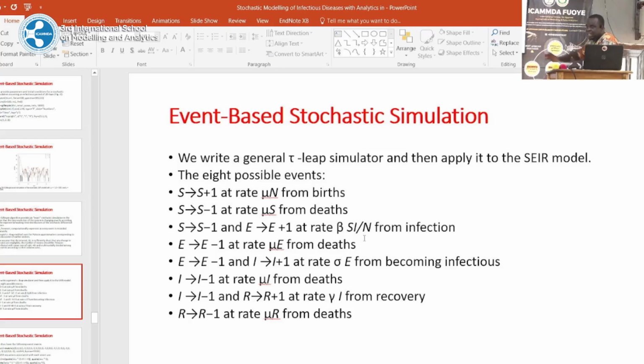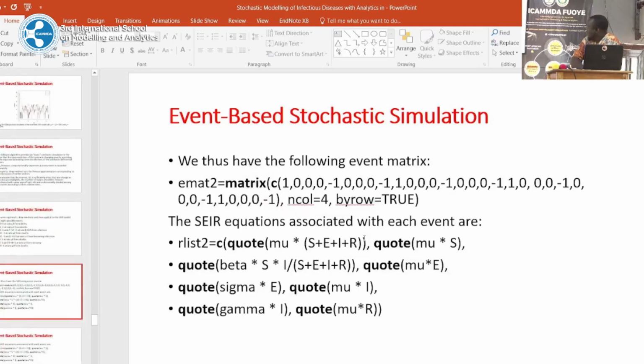The incubation period has ended, so the person is showing symptoms. The mu I is natural death, so in the class of I, people die and move out. Then the 7th event is I minus 1 and R, at rate gamma I, which means people recover and move from I to R, and then mu R from death. So we have 8 events there, and we are going to have this kind of event matrix.